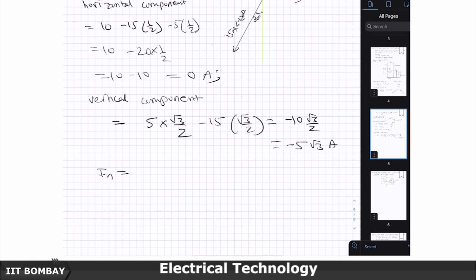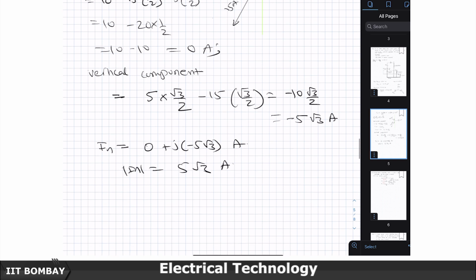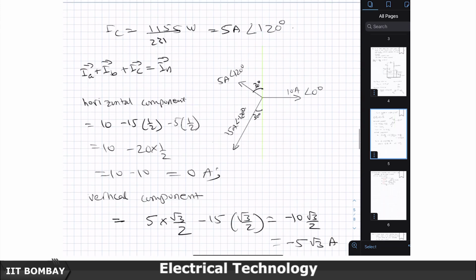Neutral current is horizontal component 0 plus j times the vertical component, which is this. So, the magnitude of the neutral current is going to be equal to 5 root 3 amperes, which would be slightly less than 10 amperes. You can calculate the value, around 8.5 amperes, that is what I expect that number to be.